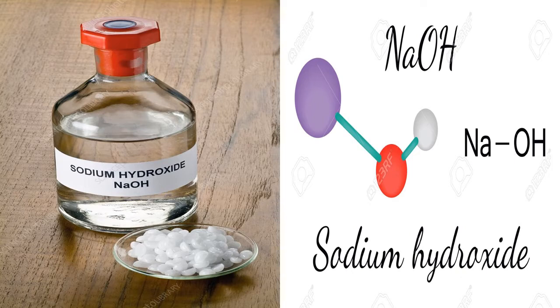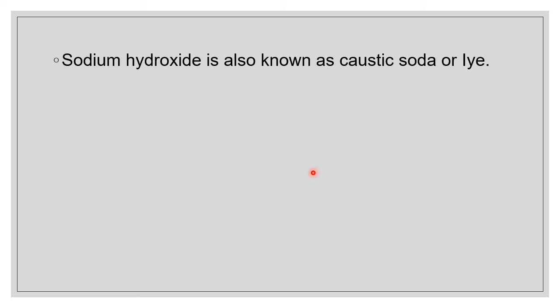Yesterday one salt is over. Now today we will start the second salt, that is sodium hydroxide. So welcome to the preparation part of the sodium hydroxide. Sodium hydroxide is also known as caustic soda. It is a common name.